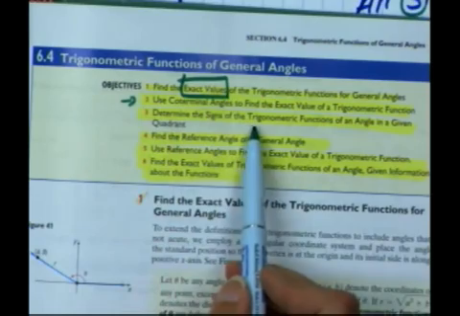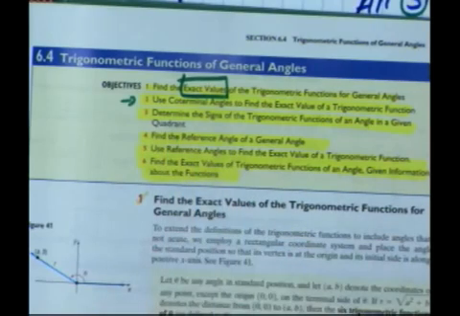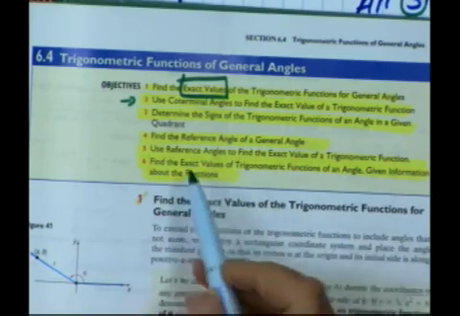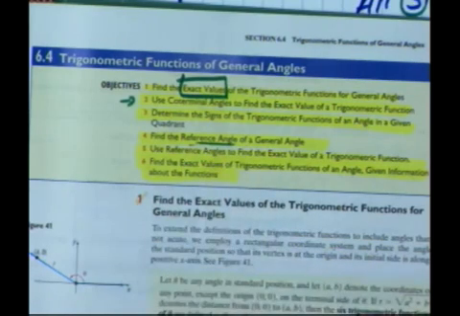Determine the sine of the trig function of an angle in a given quadrant. That's where we just used "all students take calculus" and tried to show you how that was going around. Find the reference angle of a general angle. So we'll find the terminal side of an angle in standard position. We'll draw that reference angle with respect to the x-axis.